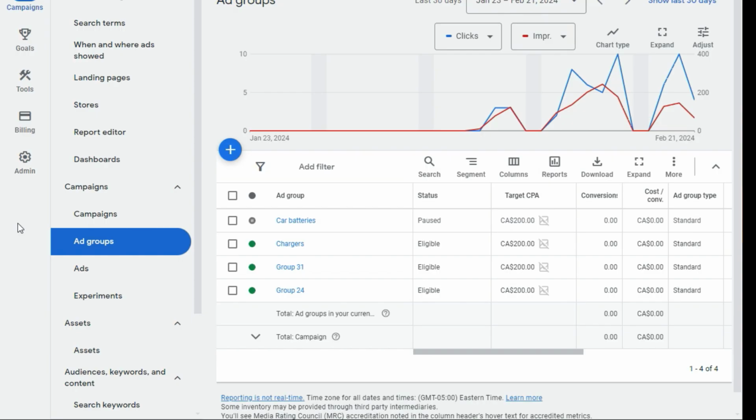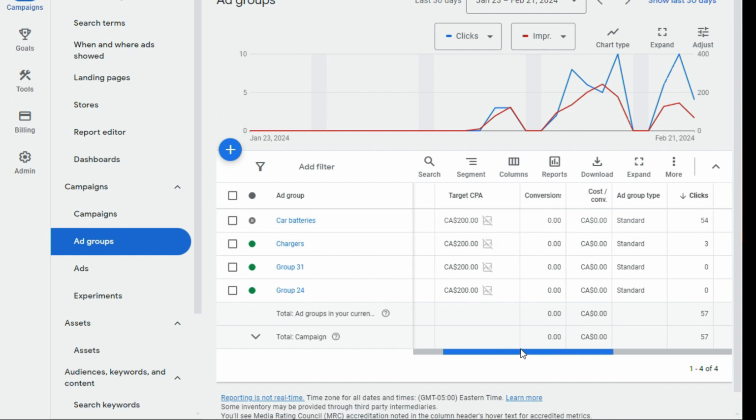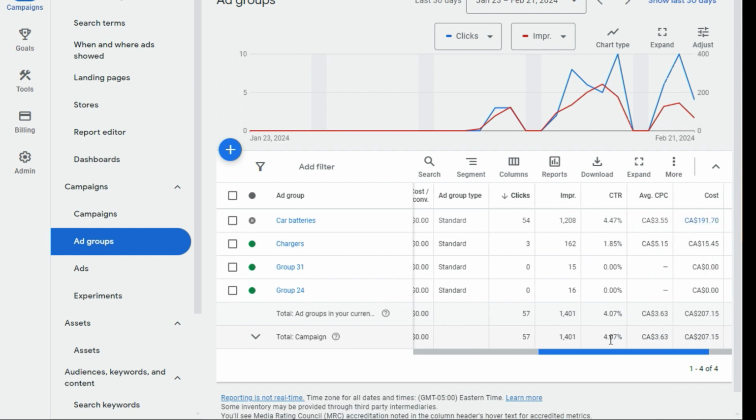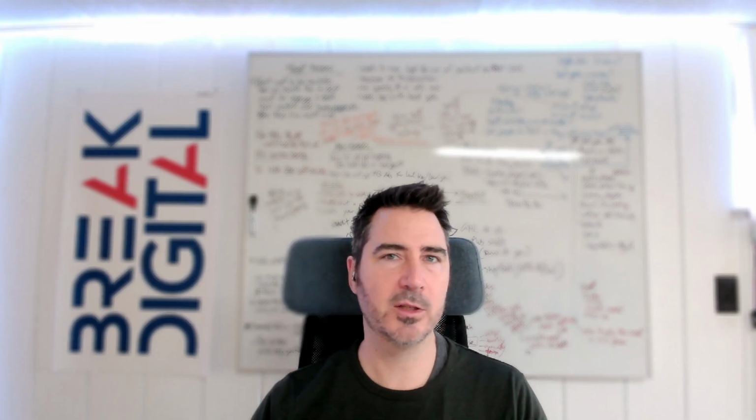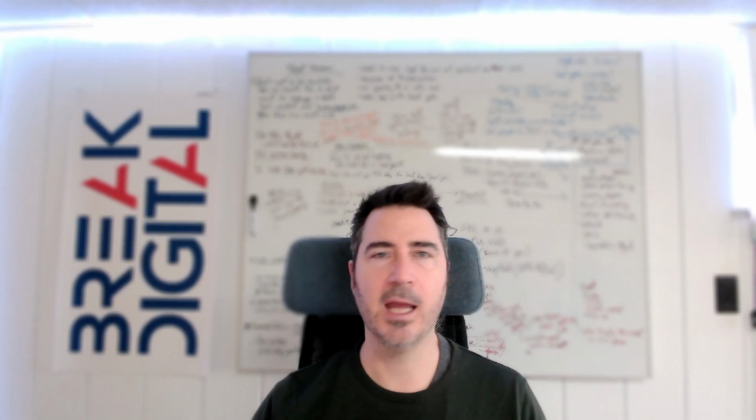Now, we have an ad group here that's been running for about 2 weeks. The car batteries ad group, I've paused it because it was heading in a direction that I didn't like. We've only had 54 clicks, so the data is not really statistically significant, but I'll show you in the keywords and the search terms why it's not working and what to do to fix it.